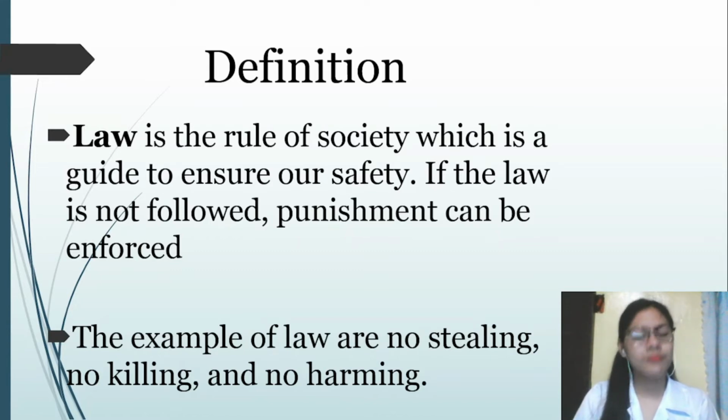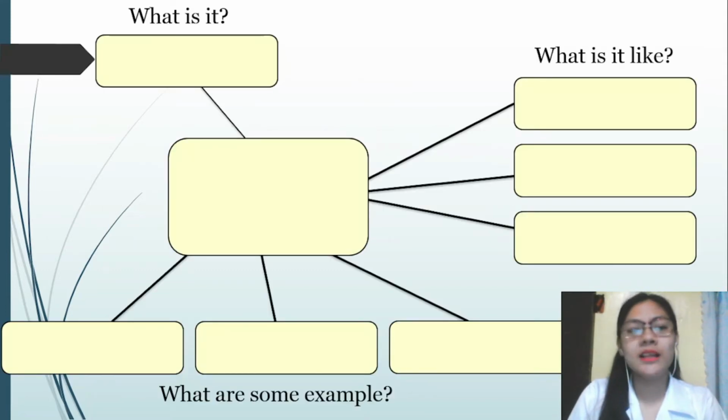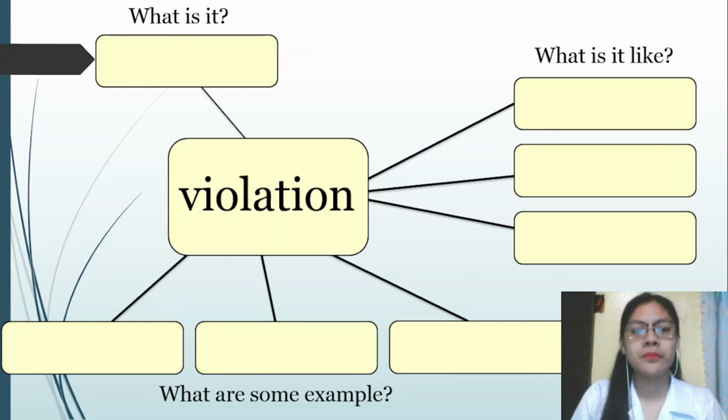Okay, thank you. Now, let's move on to our next vocabulary word, which is violation. Here, you can see that I put the vocabulary word in the central box. What do you think a violation is? Okay, no one is answering again, but it's okay. I can answer it for you, so you can follow the next question.